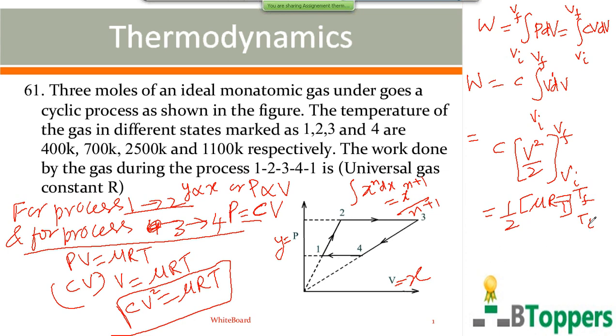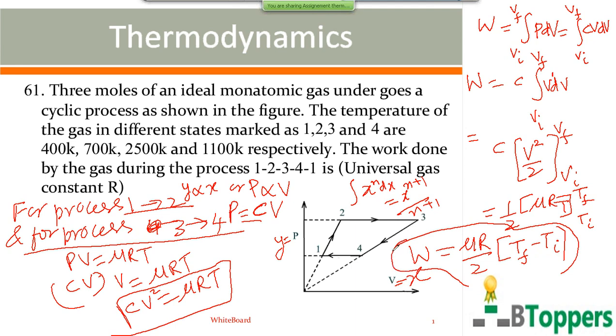Ti is the initial temperature of the gas when the volume is Vi, and Tf is the final temperature of the gas at final volume Vf. You can write nu R by 2 as the constant factor, applying the limits, Tf minus Ti. So the same formula can be used for calculating work done for process 1 to 2 and also for process 3 to 4.